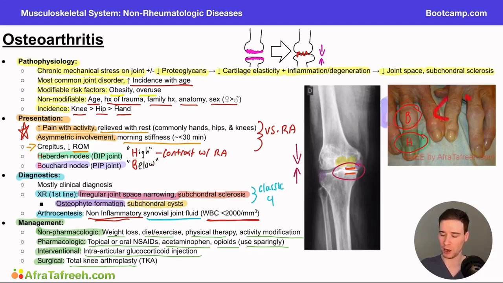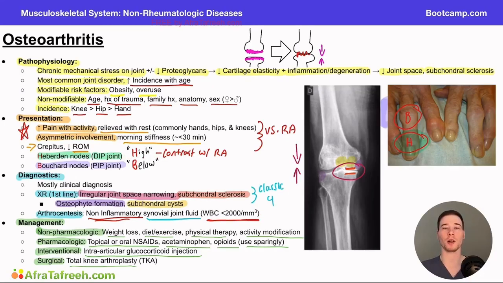Again, it's just kind of this general outpouching we see because of the new bone growth that's forming in the hands. Think about our diagnostics here. Mostly a clinical diagnosis, but imaging is going to include an x-ray as well to look for these classic 4 findings of irregular joint space narrowing, subchondral sclerosis, osteophyte formation, and subchondral cyst.